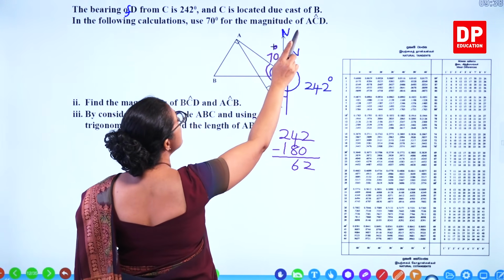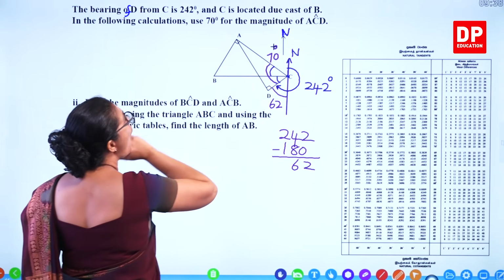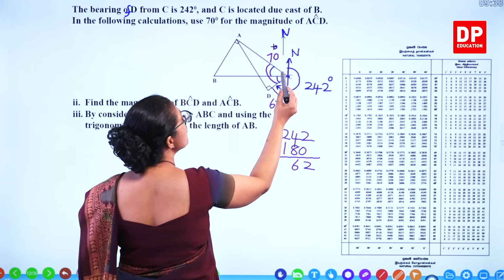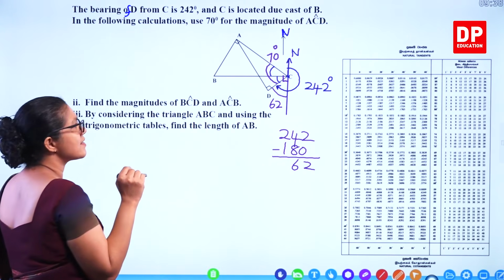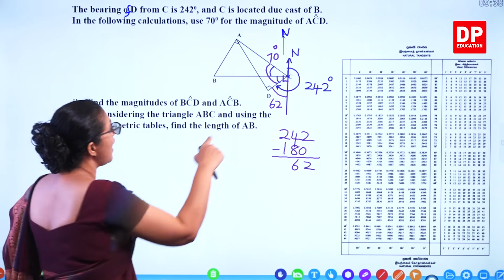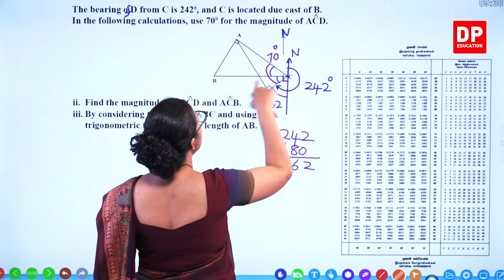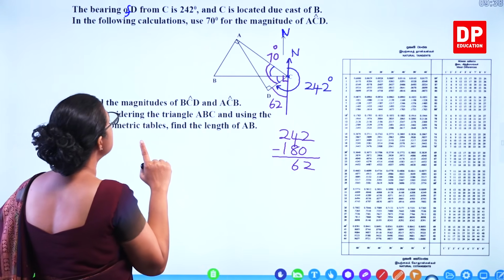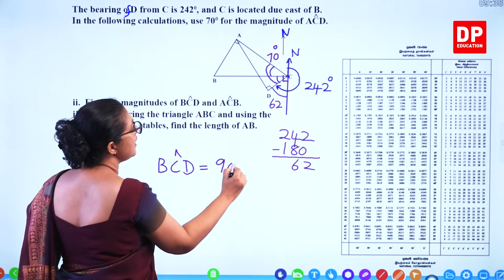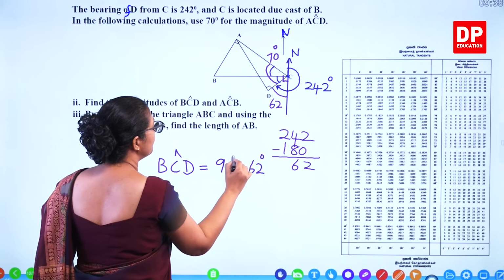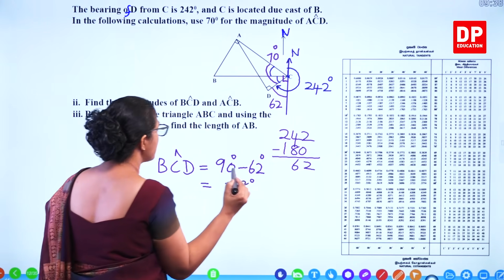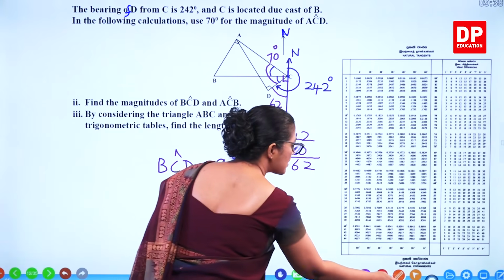Can you say this sentence? C is located due east of B. So this is a horizontal line to this one. So this is 90 degrees. So north and east, 90 degrees. Now you can easily find this angle, BCD. What's BCD? 90 minus 62. So 28 degrees.